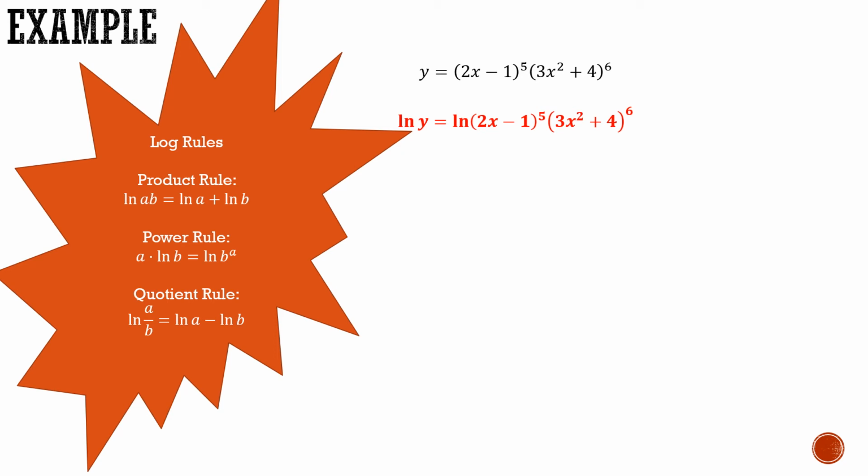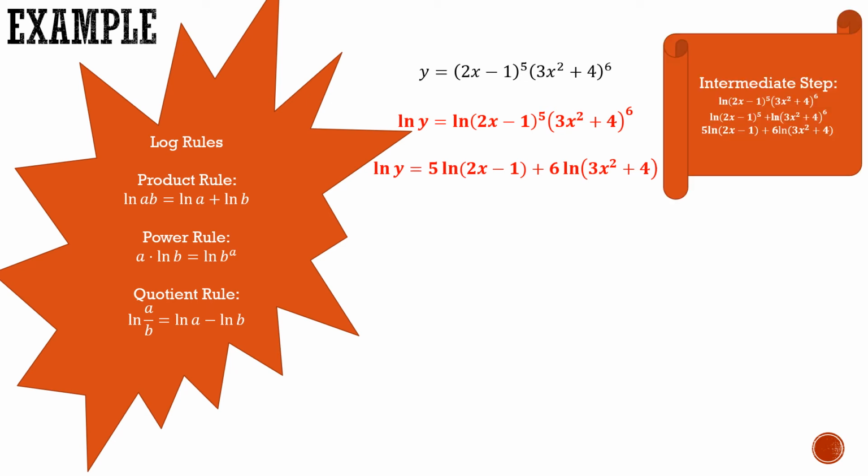Now in this particular problem, we have multiplication within our log, so we're going to make it addition, and then we're also going to drop our exponents down. So when I do that, notice I haven't taken the derivative yet. I'm just simplifying the ln's, and when I do that, I get 5 ln 2x minus 1 plus 6 ln 3x squared. Now if you need to see those steps, or you need to see the log process of it, I have it written over here to the side.